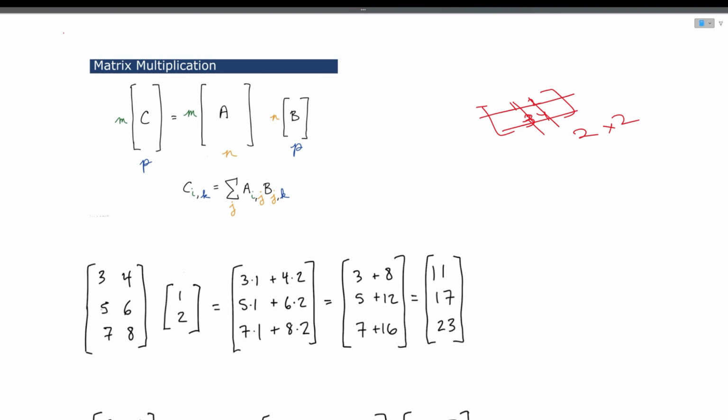But here, if you look at this, we have three rows but two columns, which we can call 3 into 2, three rows by two columns. This is how it works.